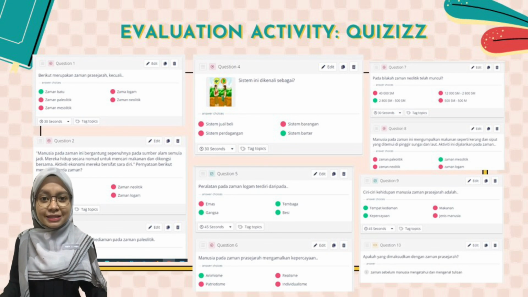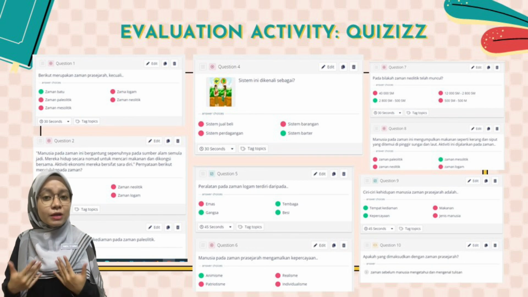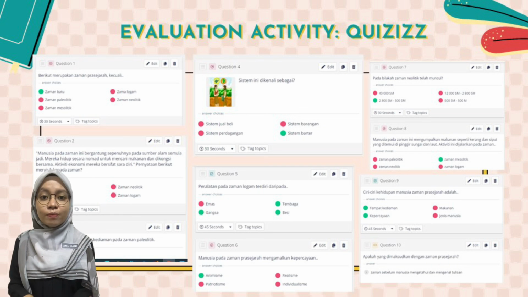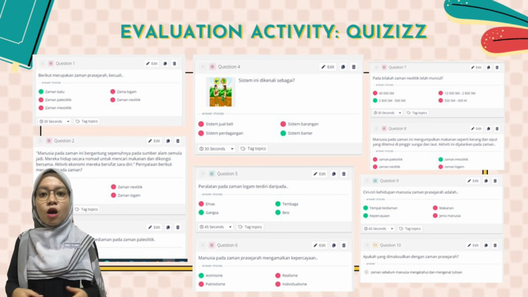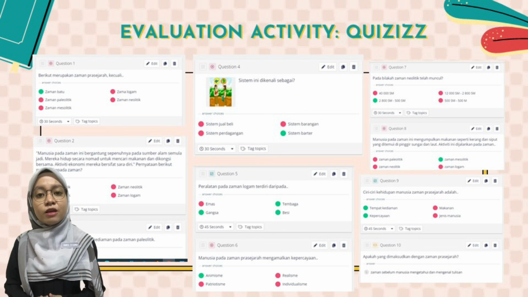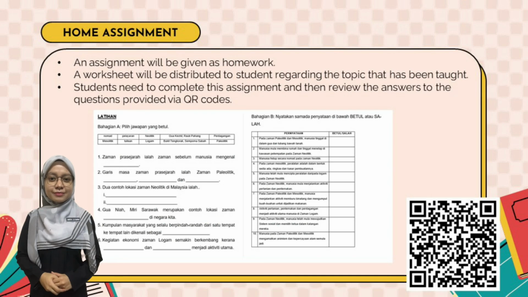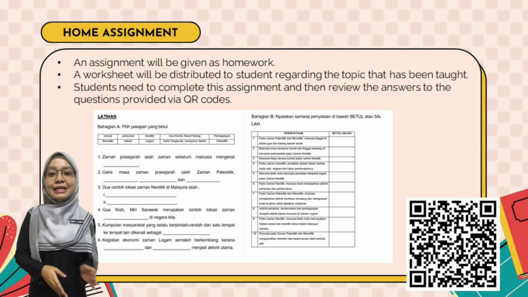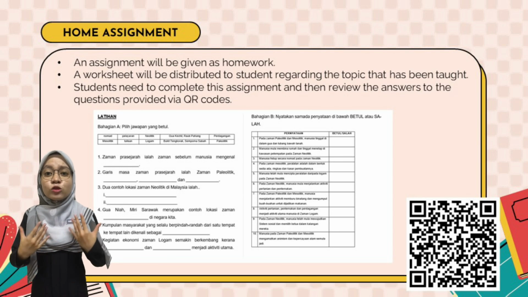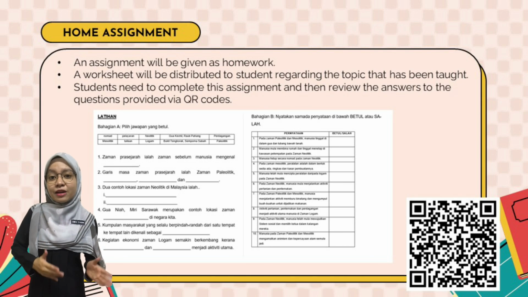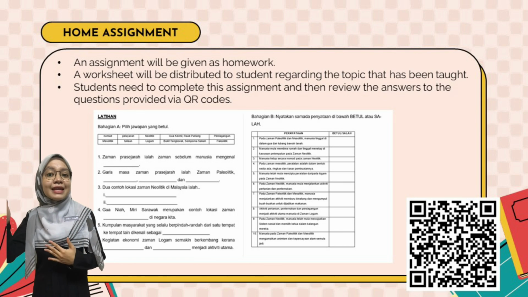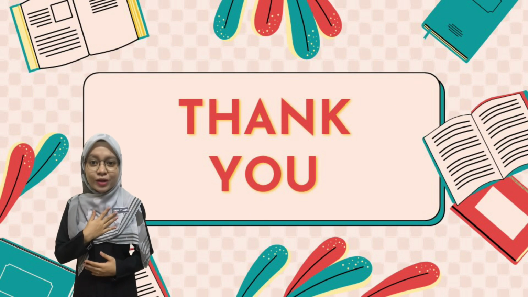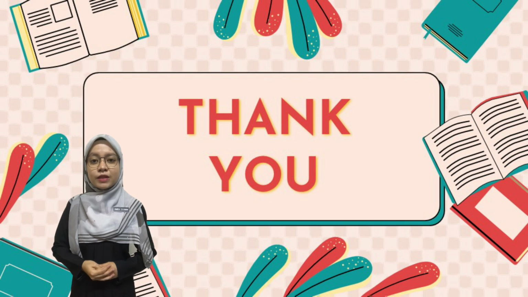After all students have completed the quiz, students will be shown the total mark for this quiz, from which the teacher will make an assessment of the students' level of understanding of this lesson. Before the class ends, the teacher will give a homework assignment to further increase student understanding. They need to complete this assignment and then review the answers at home by scanning the answers via this QR code. That's all from my module that I have produced, a game-based learning activity strategy.